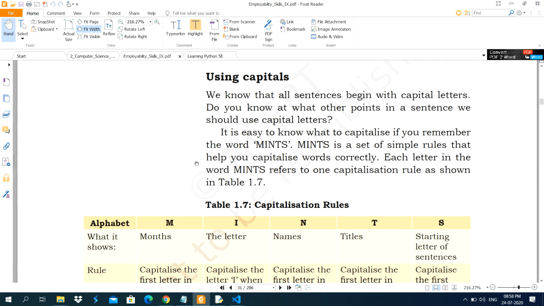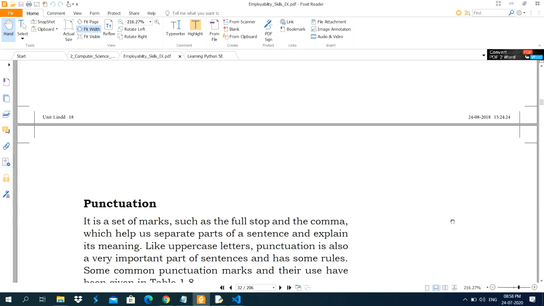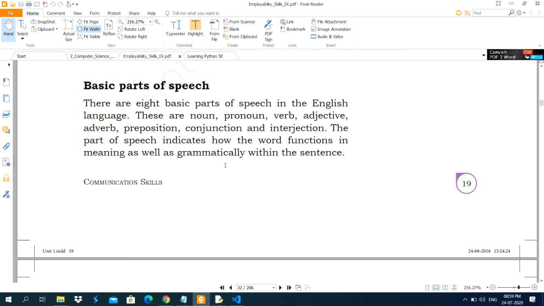I explained to you about the use of capital letters. The rule is MINTS: months, the letter I, names, titles, and the starting letter of sentences. Next, punctuation marks. Punctuation marks are basically used to take a pause in a sentence, and they are used in both forms, when we speak or when we write.